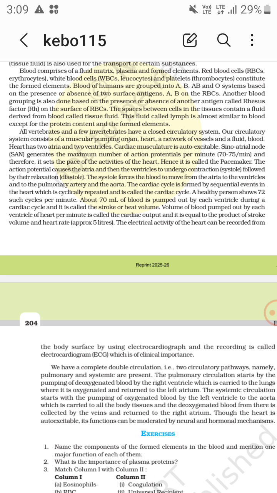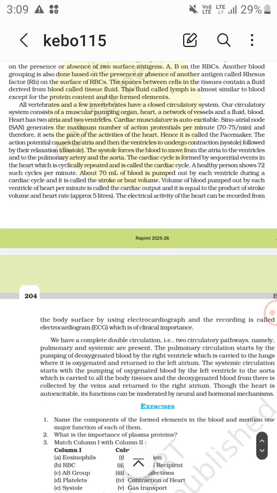About 70 ml of blood is pumped out by each ventricle during a cardiac cycle, and it is called the stroke or beat volume. The volume of blood pumped out by each ventricle of the heart per minute is called the cardiac output, and it is equal to the product of stroke volume and heart rate, approximately 5 liters. I repeat it again: the volume of blood pumped out by each ventricle per minute is the cardiac output, equal to stroke volume times heart rate, approximately 5 liters.